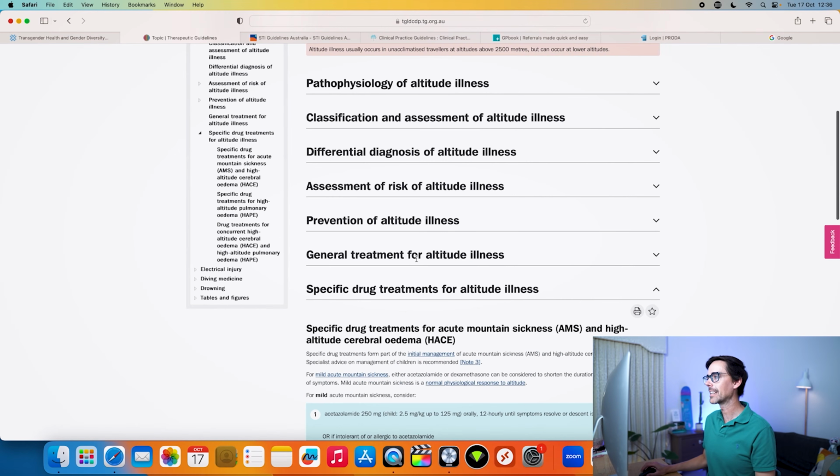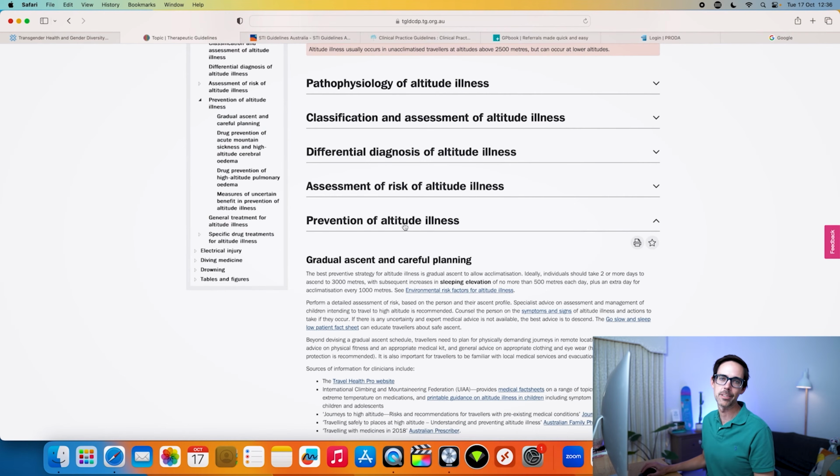Here's the dose. We kind of went through the general treatment, prevention of altitude illness. I pretty much turned my screen and just showed the patient what we have in terms of the guidelines and sorted out a prescription for them.